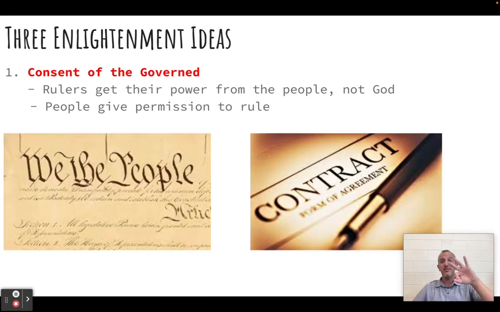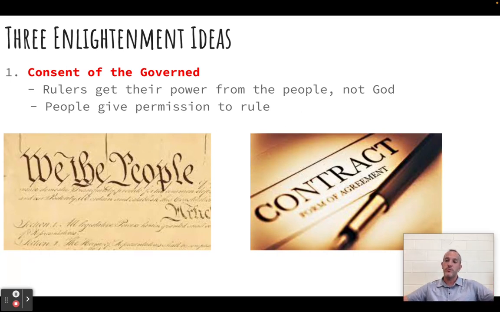And there's three ideas that I need you to know, three ideas that are really important. One is called the consent of the governed. This word consent, if you've never seen this before, you might have like a parental consent form where parents have to sign off on you using a laptop, or you being able to do this, or you to get a parking pass.